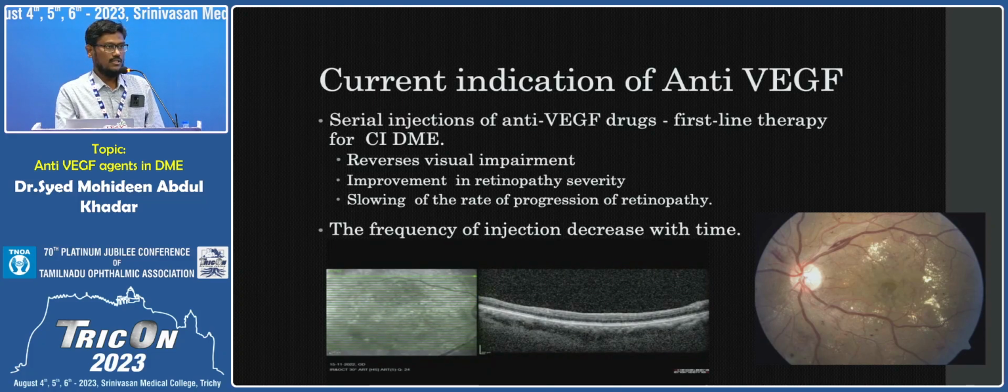So the current indication of anti-VEGFs in diabetic macular edema is that serial injection of anti-VEGF is the first line of therapy in center involving diabetic macular edema, because not only does it cause reduction of macular edema, it also causes reversal of visual impairment and improvement of retinopathy severity, and also slows the rate of progression of retinopathy. And it is found that the frequency of injection needed decreases in the course of time.